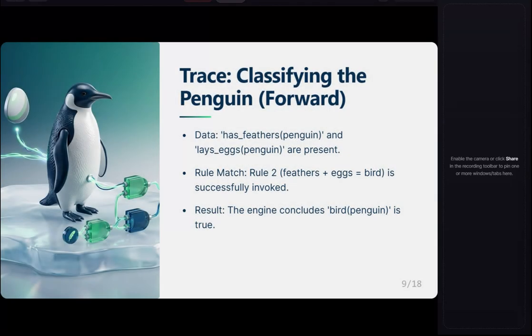Now, look at the penguin. The engine sees two facts, feathers and eggs. It checks rule 2. Since both conditions are met, it successfully concludes that the penguin is a bird. If the penguin only had feathers but didn't lay eggs, this rule wouldn't fire. This shows how forward chaining systematically matches data to rule requirements.